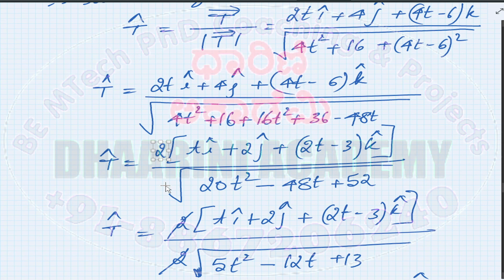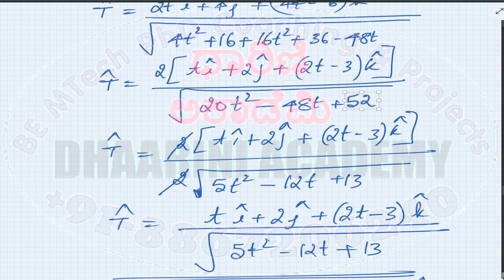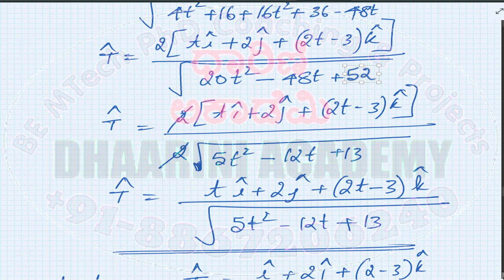Then in the denominator the simplification will be 16 plus 4t square, so totally 20t square. Then we have the term containing 48t, and the last term is simply 36 plus 16, that's 52. Once you have that, I can take a 2 common from the numerator as well as the denominator. In the numerator 2 has already been taken, but if you want to take out 2 from the denominator, since inside the root 2 becomes 4, 4 will be taken out from the terms. So 4 goes out as 2, which means root of 5t square minus 12t plus 13. So this is the tangent vector. Okay, unit tangent vector.